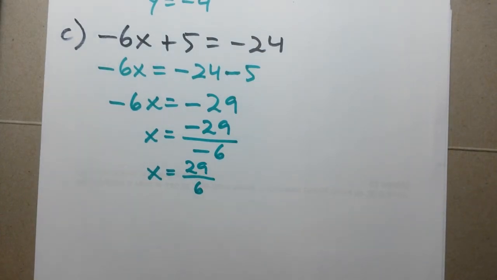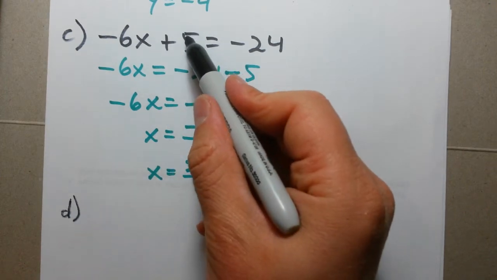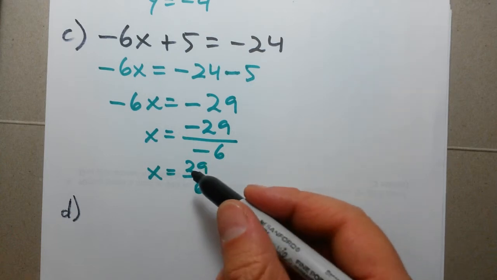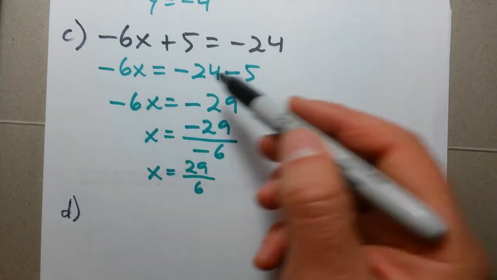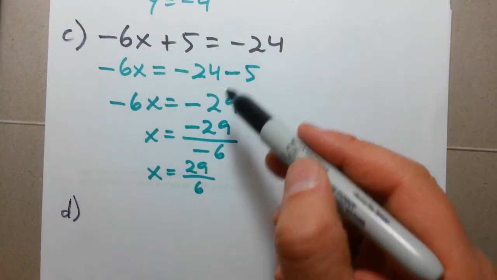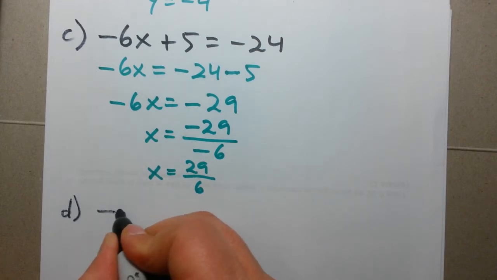Alright, let's look at one last example. I must say that for example C, I probably should have put a 6 there, and we would not have ended up with a fraction, but it's okay to end up with a fraction. That would be a good practice for you guys to check. So you can substitute this fraction here for x. We should get -24. Okay, let's look at our last example.